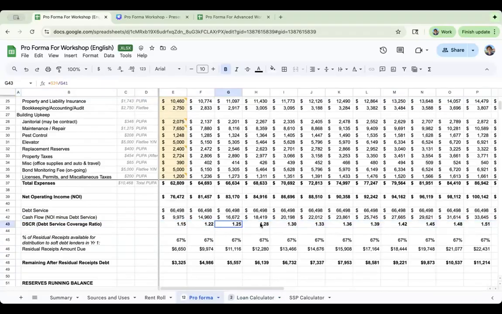So the reason that this is increasing over time, just to point it out, is because our debt service payments are consistent year to year. Unless we refinance the loan, this should stay the same unless we have a variable rate, which, don't do that.